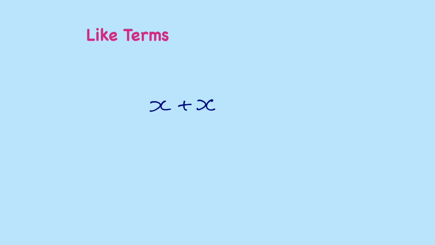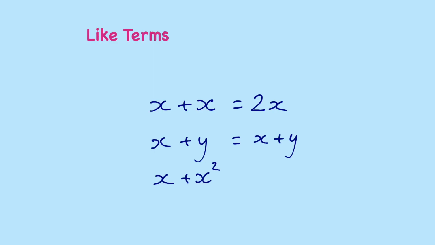Like terms are terms which have the same letter and you can add them together. For example, x and x, are they like terms? Yes, they are. So you can add them together. So x plus x is 2x. Then we have x plus y, they are not like terms, so we cannot add them together, and they're just left as x plus y. Now if we had x and an x squared, although they have the same letter, x and x squared are not the same terms, so they're not like terms and we cannot add them together. So those terms will also just be left as x plus x squared.